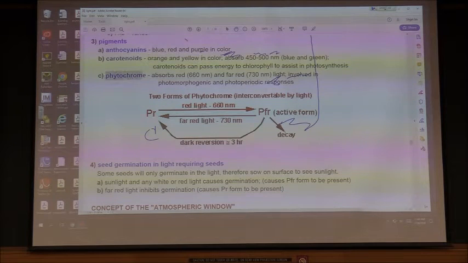Phytochrome. Have we talked about that yet? No, it's something new. Draw a line right there, and from that line down will be on the next exam. Okay?